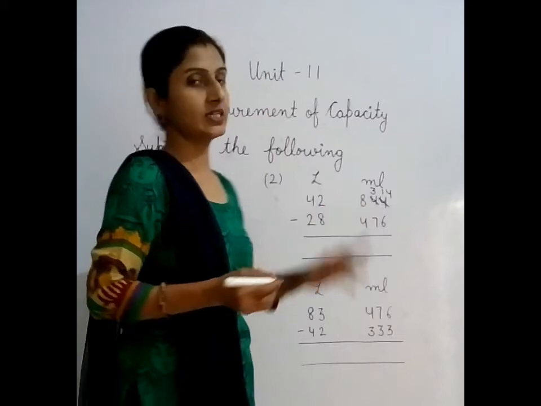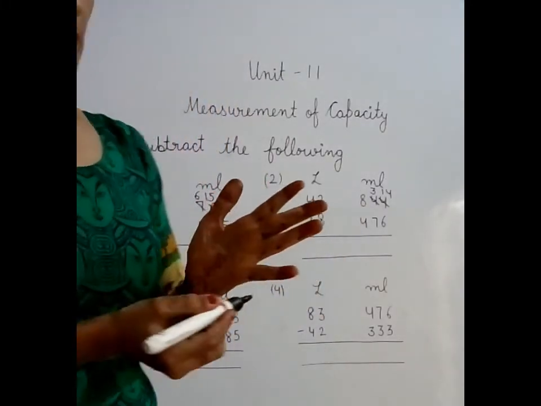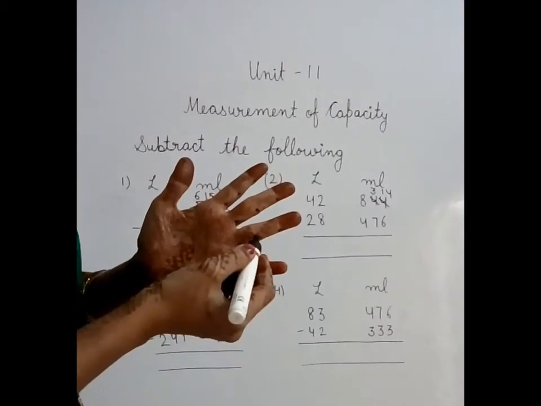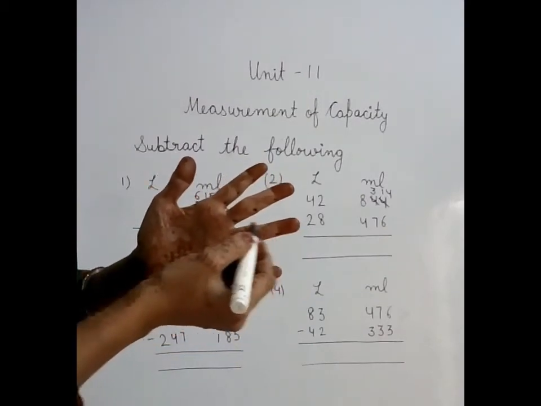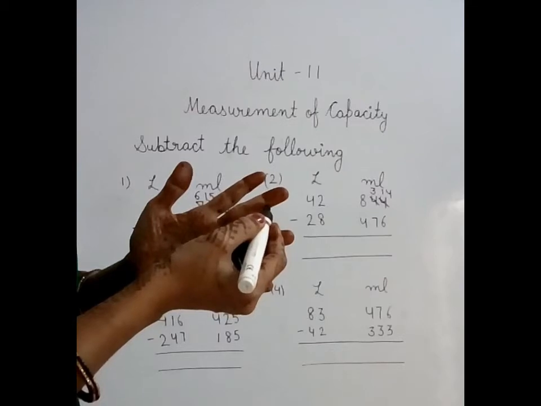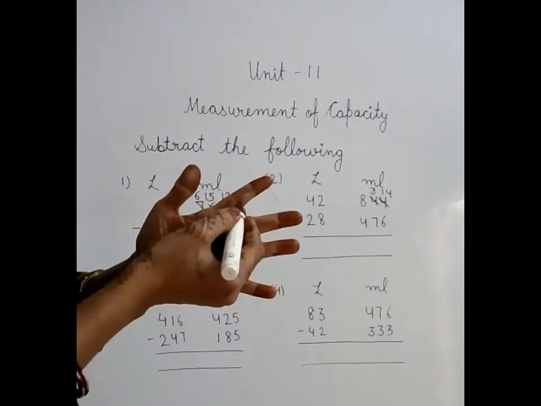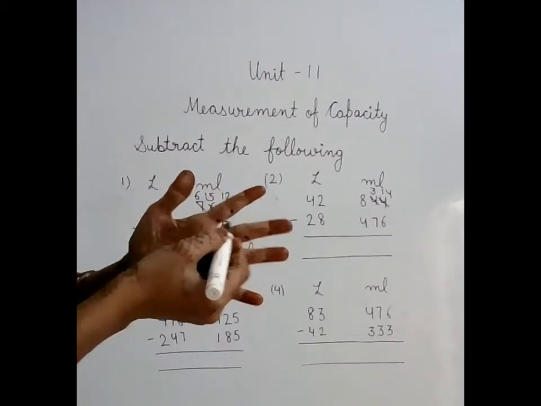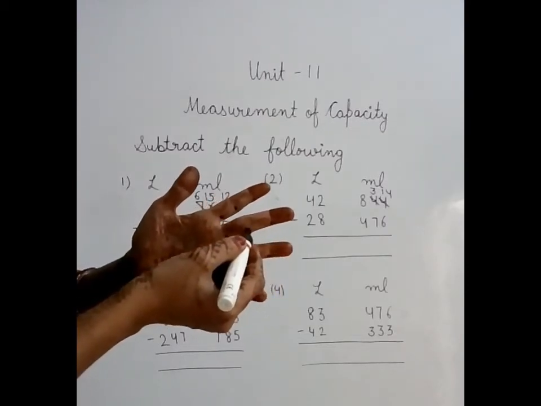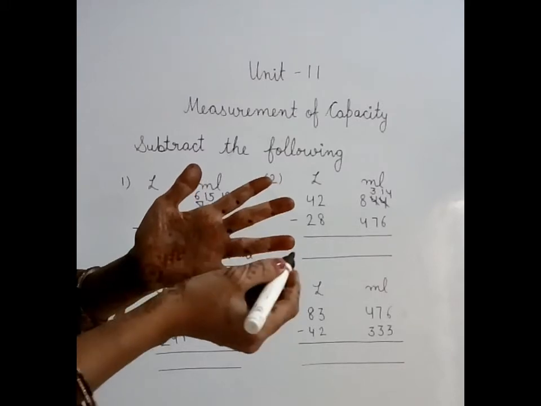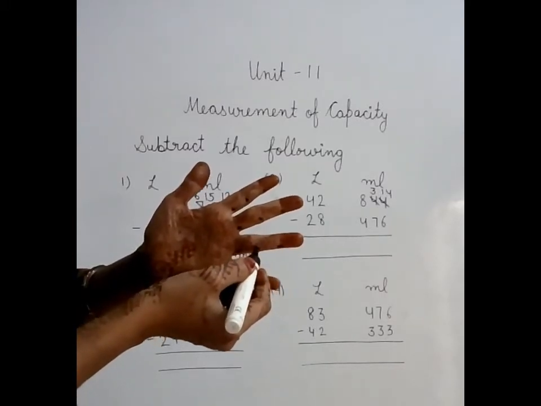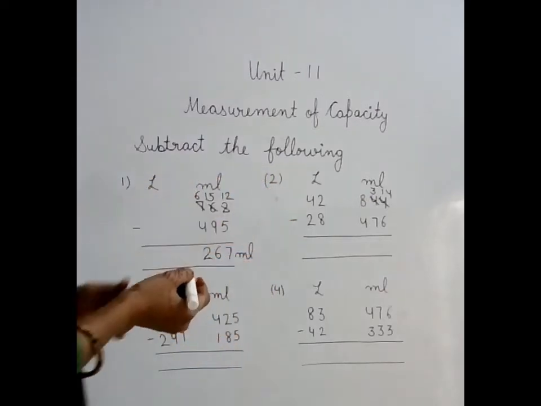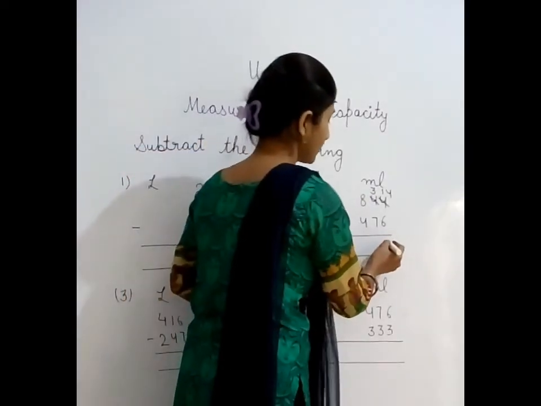14 minus 6. Count on your fingers. 1, 2, 3, up to 14. From this 14 what do we subtract? 6. 1, 2, 3, 4, 5, 6. How much is left? 1, 2, 3, 4, 5, 6, 7, 8. So we write here 8.